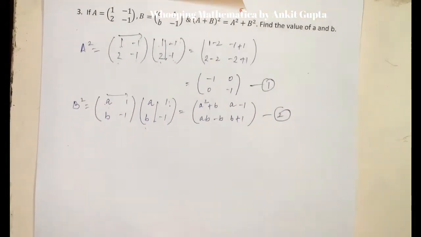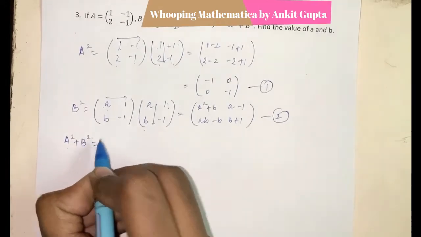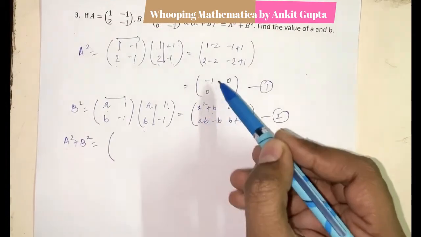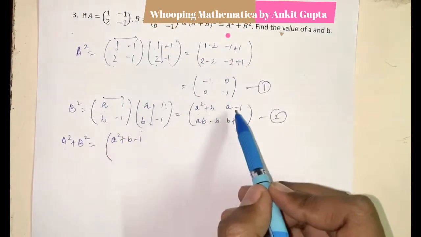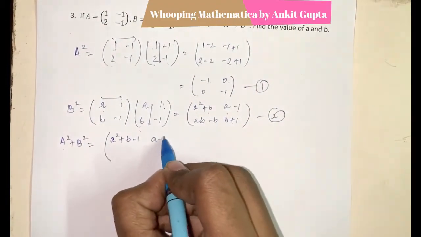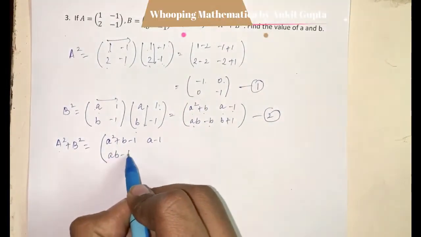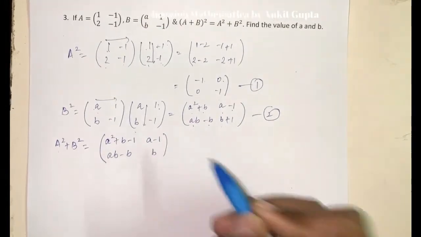So if we add A square and B square, we are going to get a square plus b minus 1, then a minus 1 plus 0, which is the same as a minus 1, ab minus b plus 0, so we are going to get ab minus b, and then b plus 1 minus 1, which is the same as b.